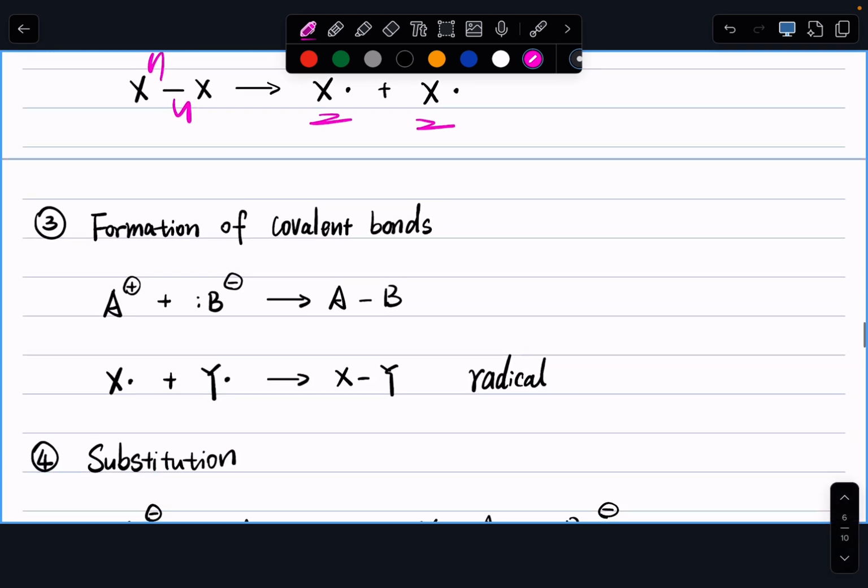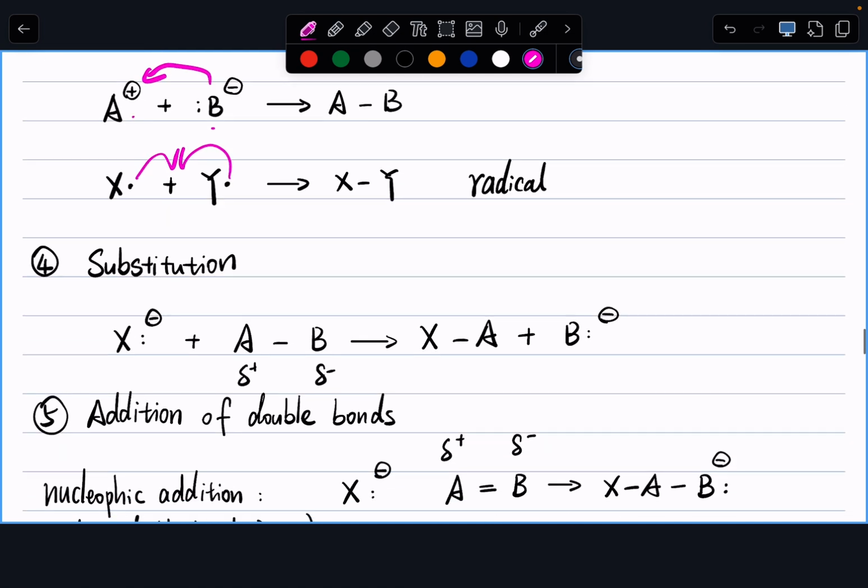Secondly, the third reaction, formation of a covalent bond. So we push it this way, and the result is we're forming a new bond between your atom A and B. Or if it is a radical reaction, we do single-sided arrows that meet in the middle. It's also forming a new bond between your X and Y.